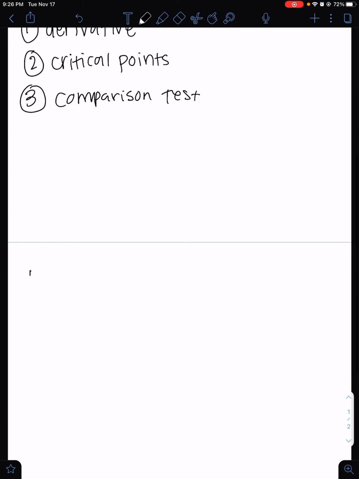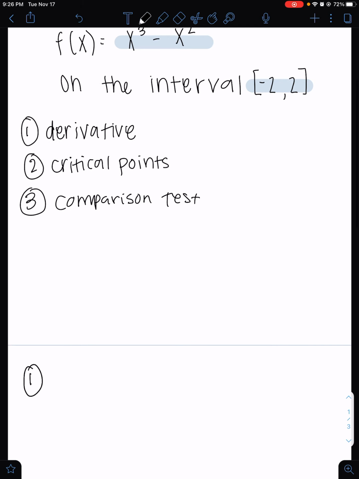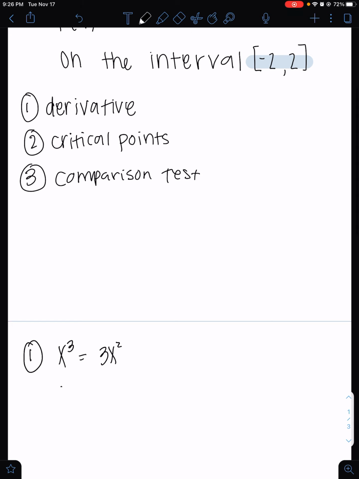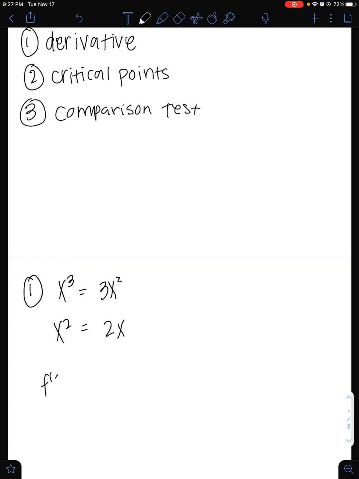So step 1 is to find the derivative of the function. We know that the derivative of x cubed is 3x squared, and the derivative of x squared is 2x. So together, the derivative of f(x) is 3x squared minus 2x.